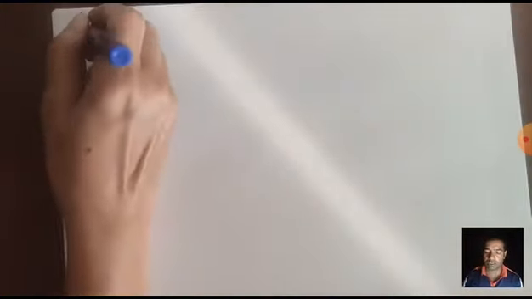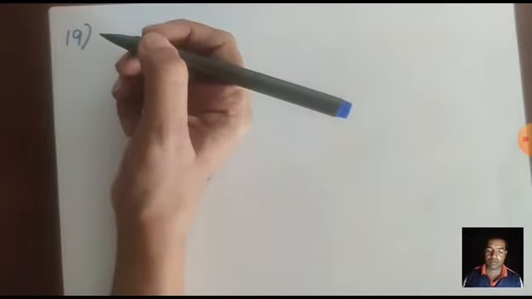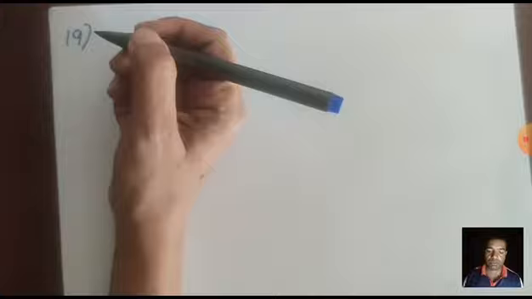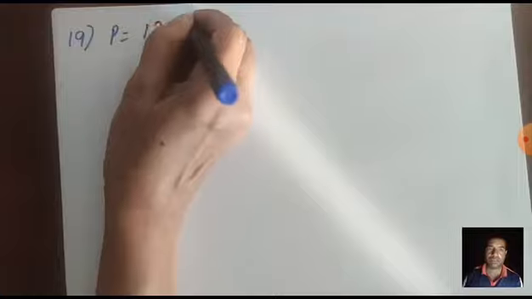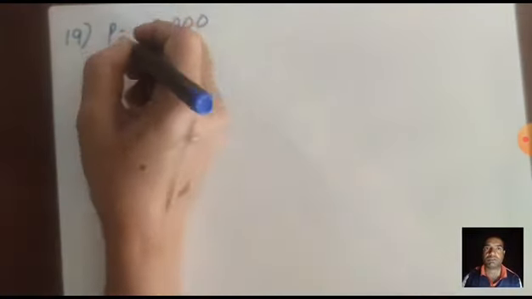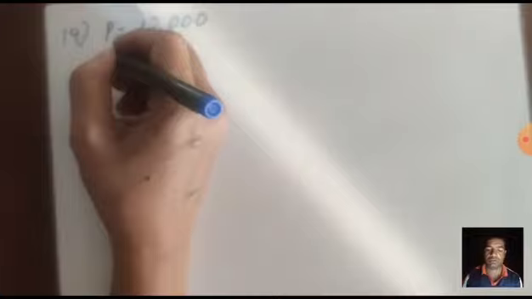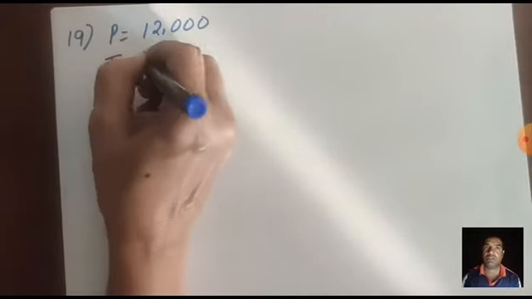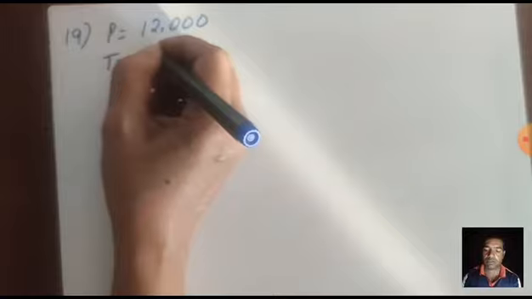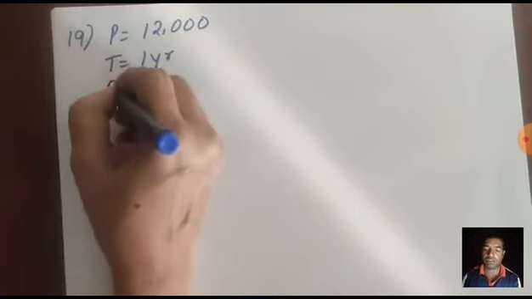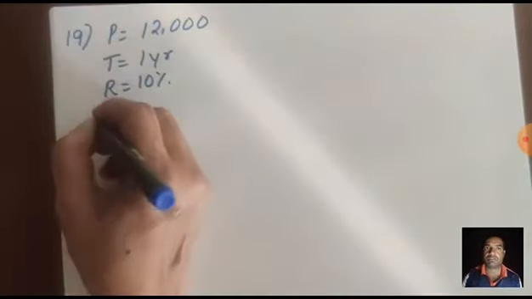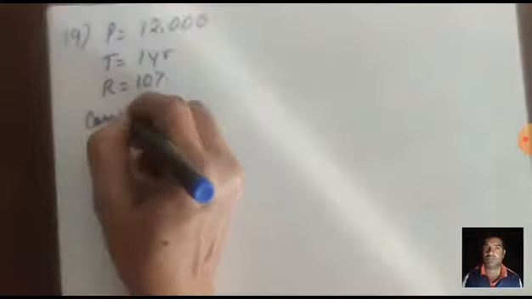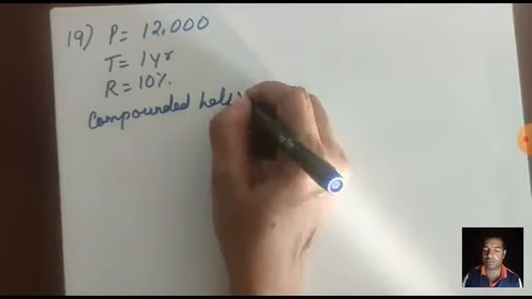Question number 19 is there, which is given: find the amount and the compound interest on 12,000 at 10% per annum compounded half yearly. So P will be the 12,000. Time is given, 1 year. Rate of interest is given 10%, and which is compounded half yearly, which is given here.